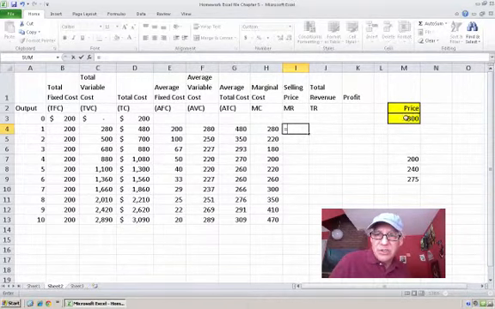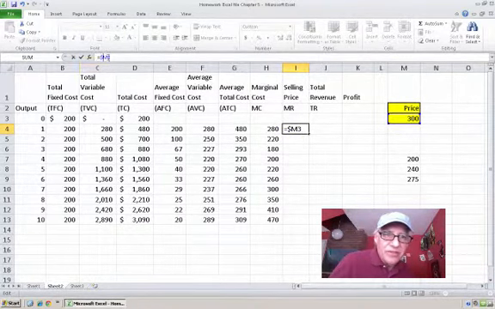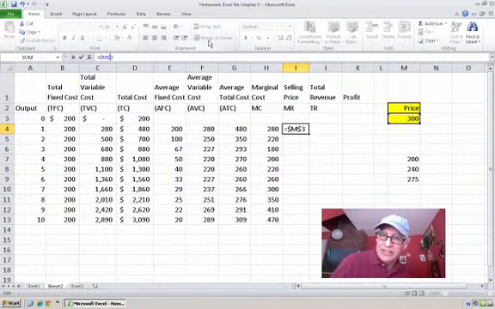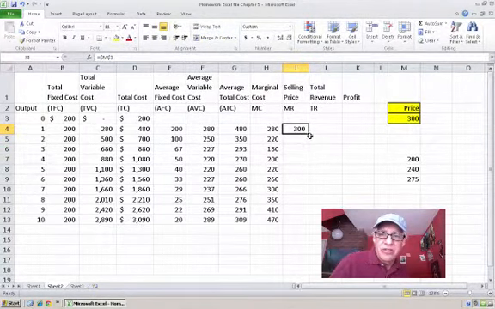So all I'm going to do is equal. I'm going to click on that cell M3 and I'm going to absolute the whole thing, right? If you're not using a Mac, use your F4 key. I'm using a Mac. I don't know what the key is. I probably should. And then just enter, right? So 300 all the way down.